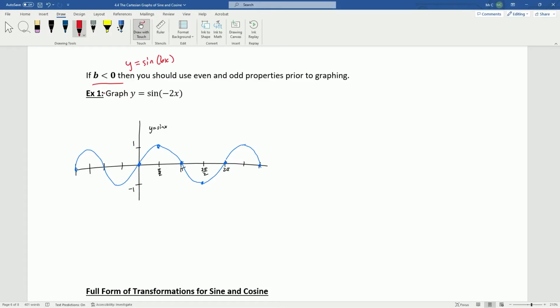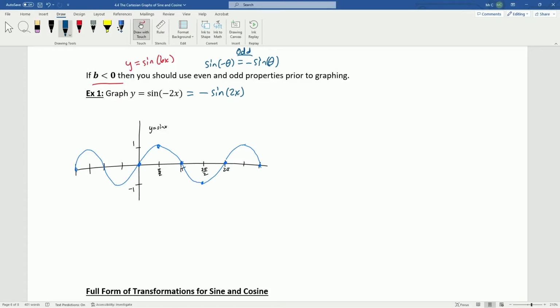So anytime you have a negative inside sine or cosine and you're trying to graph these functions, I strongly suggest that you first use even and odd properties prior to graphing. So with that in mind, let's go ahead and do that for this example. Remember that sine of negative theta equals negative sine of theta. That's my odd property for sine. So I'm going to take this sine of negative 2x and rewrite this as a negative sine of 2x.